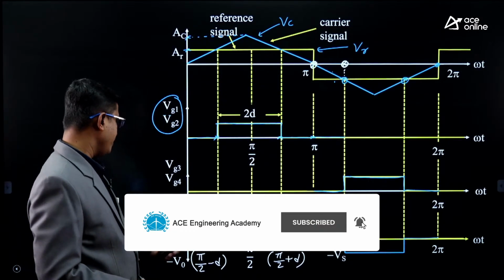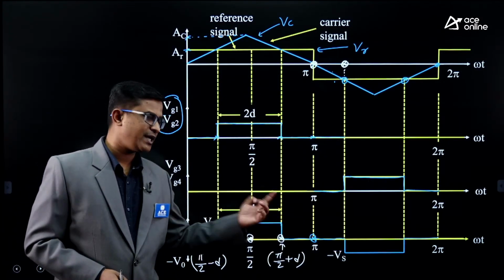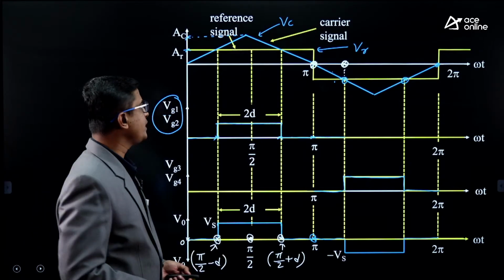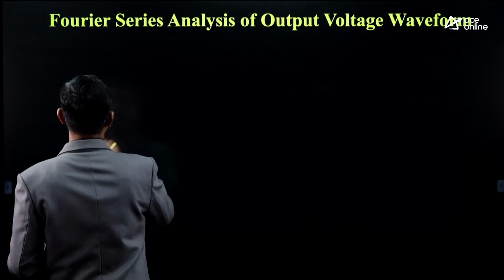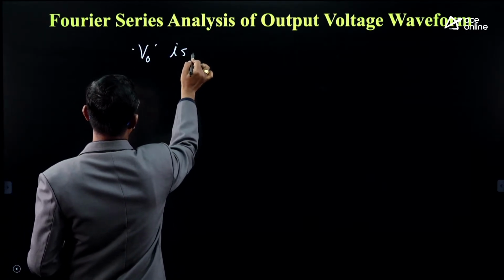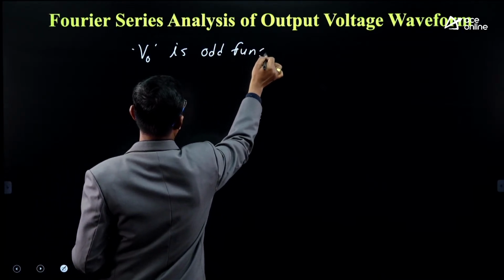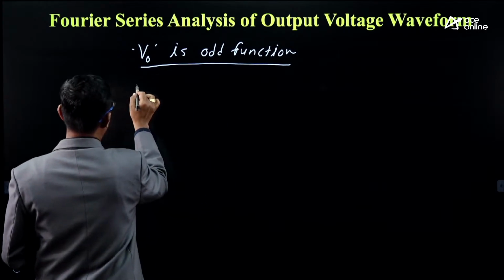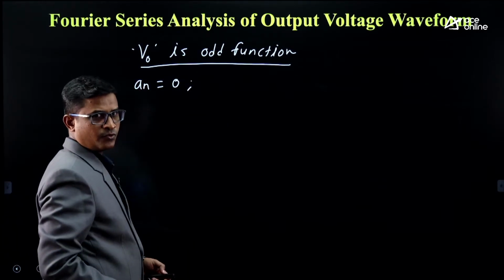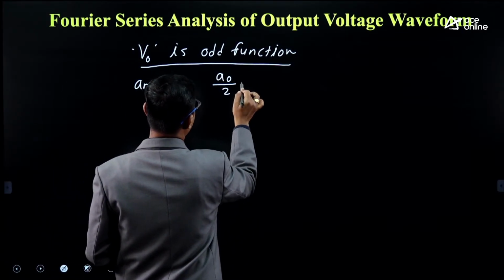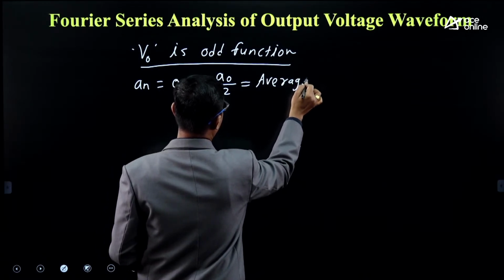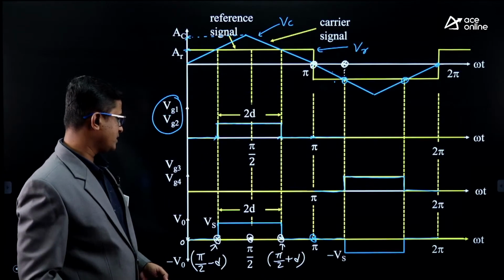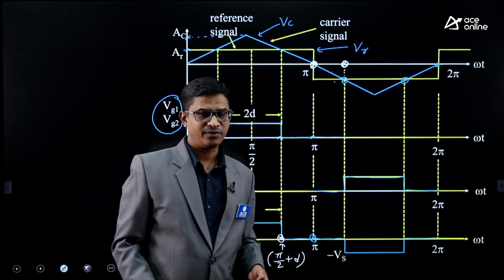Right. Now tell me, V0 waveform. This is a quasi square. Is it an even or odd function? Definitely it is an odd function. Yes or no? So V0 output voltage is an odd function. And recall from Fourier series properties, if we are having the odd function, what is the value of an? An is 0. What is the value of a0 by 2? a0 by 2 means the average value of the function over one period. Average value of function is equal to 0. Whatever the positive width we are having, the same negative width we are having. So the average is 0.